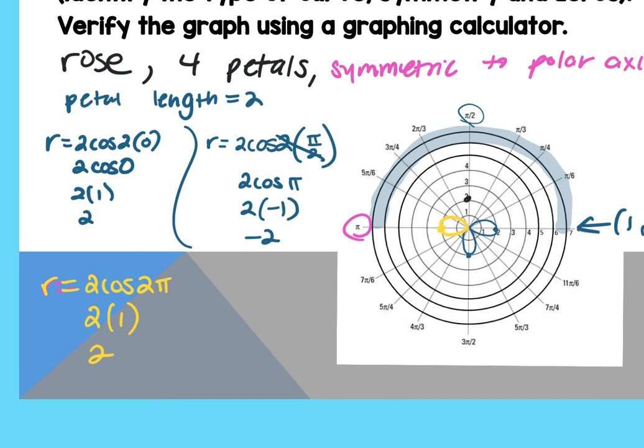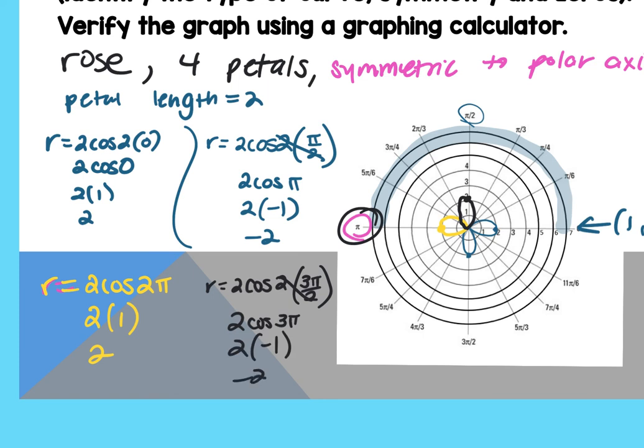Up top. We didn't get it at pi over 2, though. How else would we have gotten that point? Because when we did pi over 2, we got a -2. So let's try 3 pi over 2. What do we think is going to happen? Three pi is here. It's a -1. So it's 3 pi over 2, but negative gives me that fourth petal, okay? So it should be consistent.